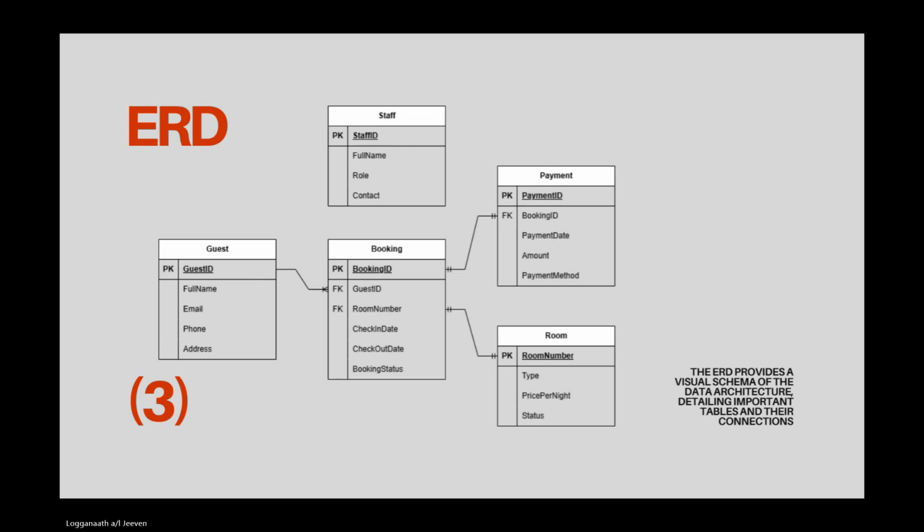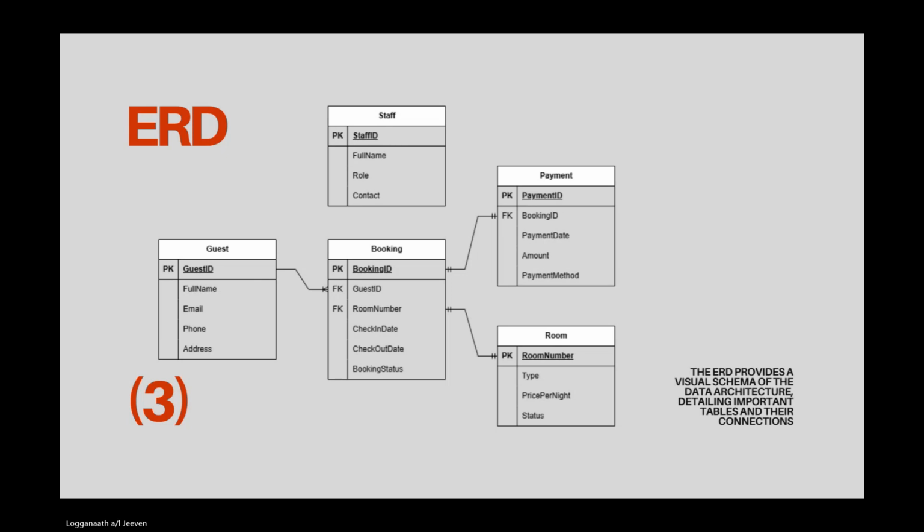So this is the ERD diagram. We've got 5 entities: guest, booking, staff, payment, and room. For the guest entity, guest ID is the primary key, and the other attributes are full name, email, phone, and address. For the staff entity, we have staff ID, full name, role, and contact. Staff ID is the primary key for this table.